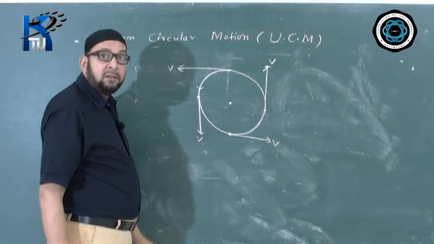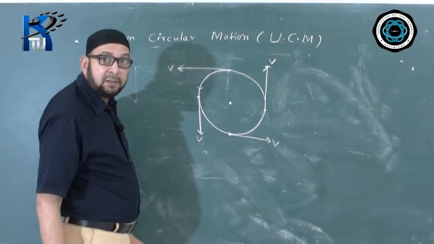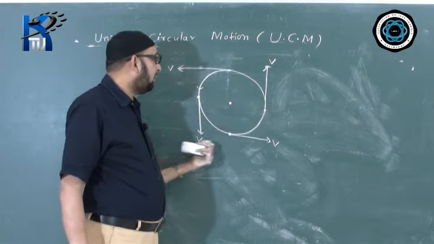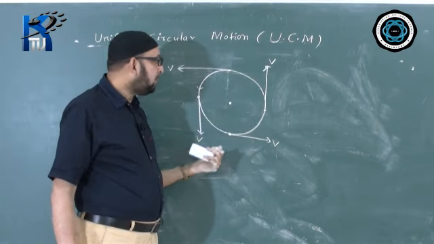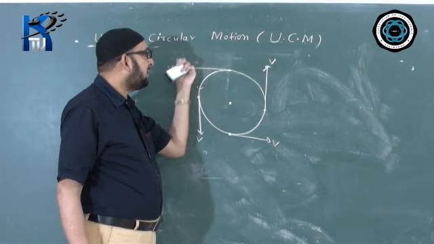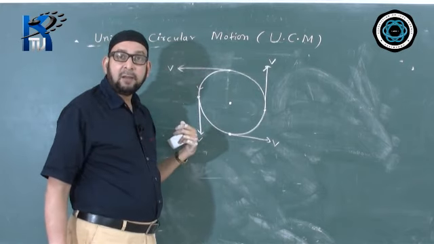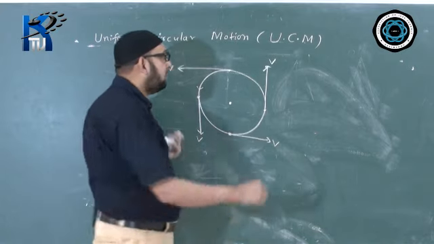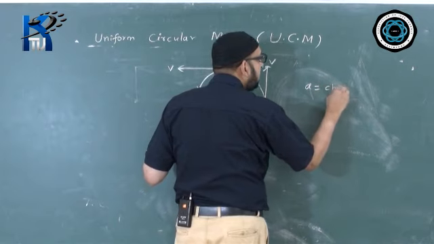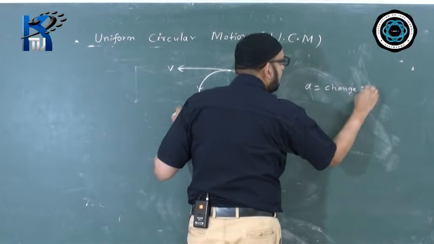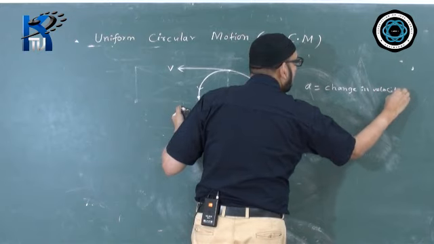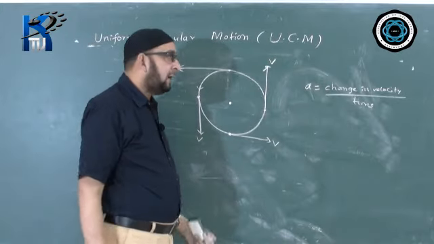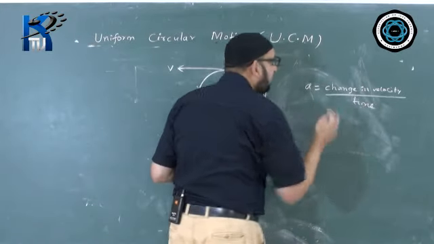And why does the velocity change at every point? Because of the change in the direction of motion of the body at every instant. So, the value is the same, but the direction keeps changing. That's why it has a variable velocity. And due to variable velocity, it will have acceleration, because we know the formula of acceleration: change in velocity by time. Whenever there is a change in velocity, that will produce an acceleration. And this acceleration will be produced by a force.